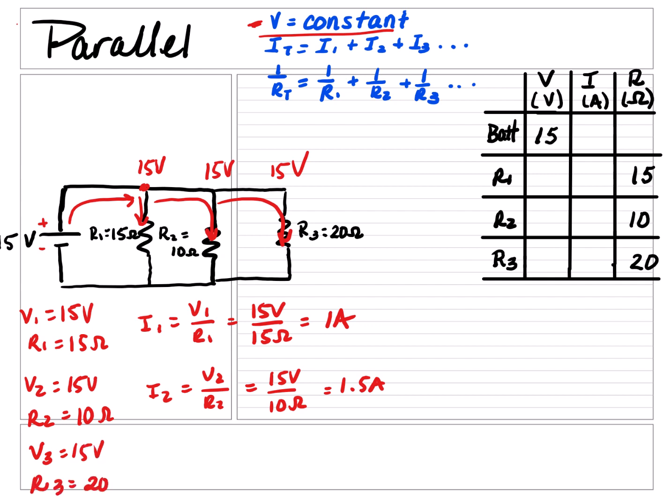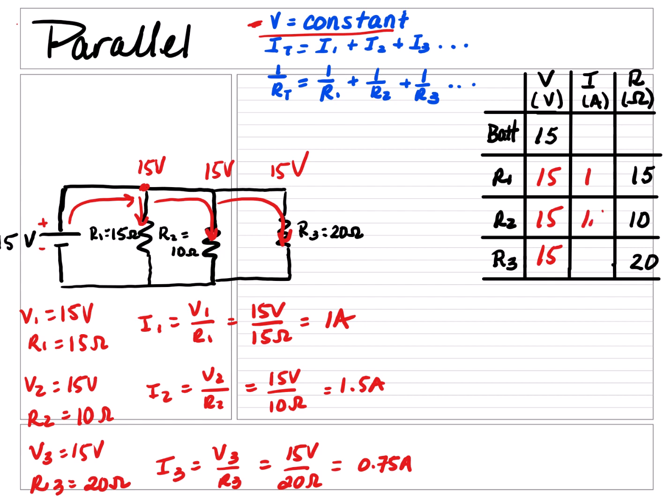R3 is 20 ohms. So I3 is equal to V3 over R3, which is 15 volts divided by 20 ohms, equals 0.75 amps. So now if I complete the chart, V is 15 for all of them because they're all in parallel. The current through resistor 1 is 1, through 2 is 1.5, and through 3 is 0.75. Finding the total current first, then using Ohm's law to find total resistance is easier.